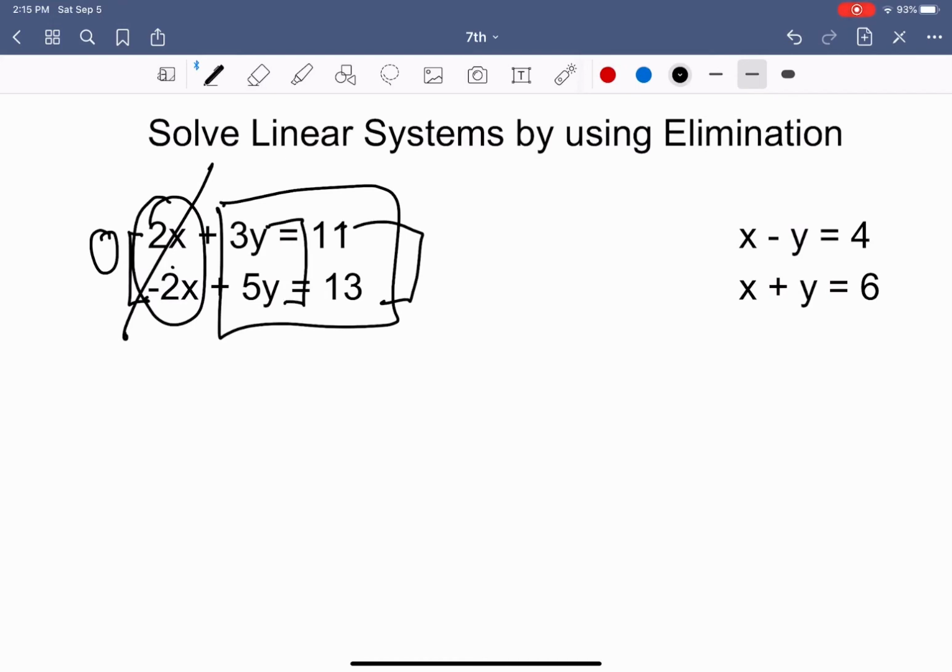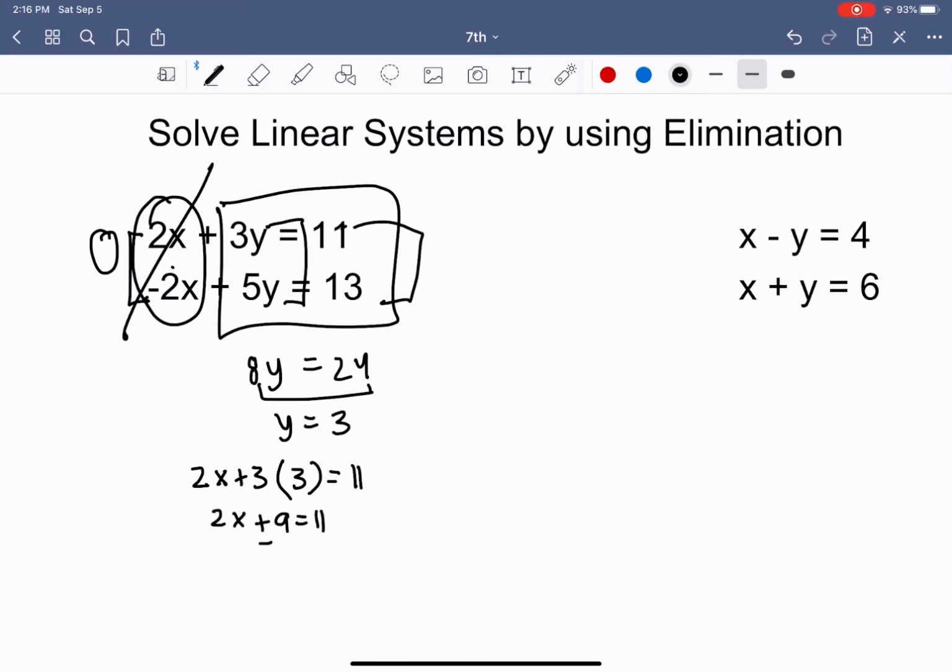If you add 3y plus 5y, you get 8y, equals, if you add 11 plus 13, you get 24. And now you can solve for y, which would be 3. And now you just gotta plug the y value into one of these equations. So 2x plus 3y, y is equal to 3, equals 11. And 2x plus 9 equals 11. Subtract 9 on both sides. 2x equals 2, and x equals 1. So you already have both values, and that's how you solve it.